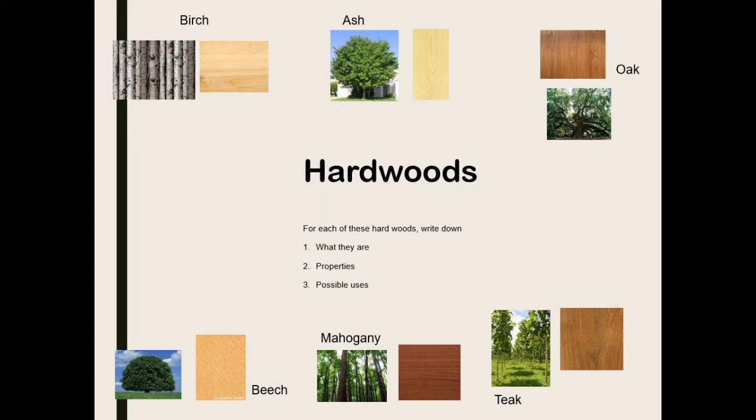Okay, so there's 6 key ones you need to know: birch, ash, oak, beech, mahogany and teak. So can you pause the video, make notes on that, and then I'll go on to the next slide.